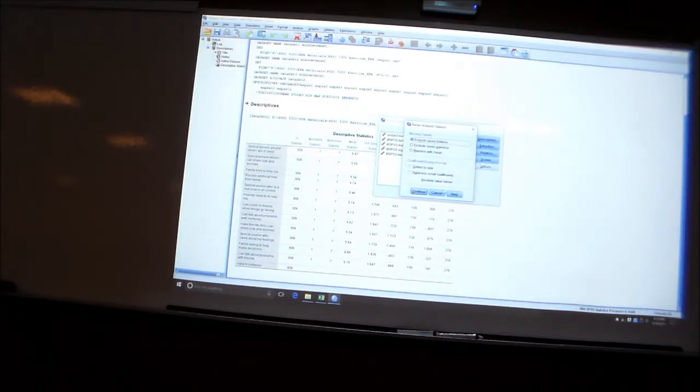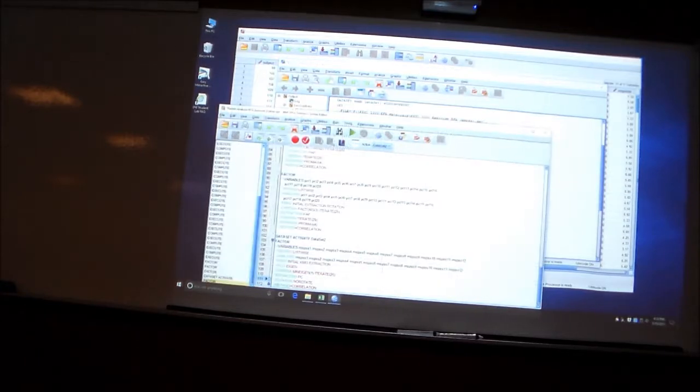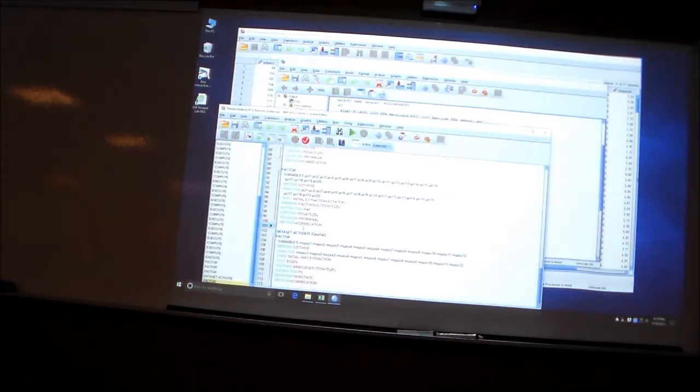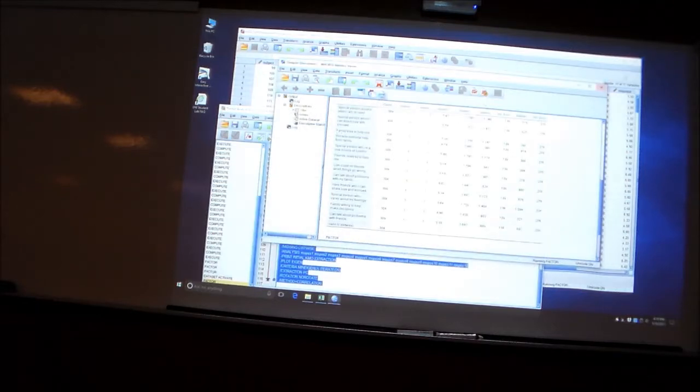Down here, if you want to get a cleaner loading table, you can go through and suppress small coefficients. So if you don't want to see loadings that are less than 0.2 or something along those lines, you can say, hey, don't show me anything less than 0.2. But again, if I have crummy loadings, I want to know why they're crummy, so we'll leave that there. Okay. So then what I'm going to do is I'm just going to hit paste. Run this. All right.